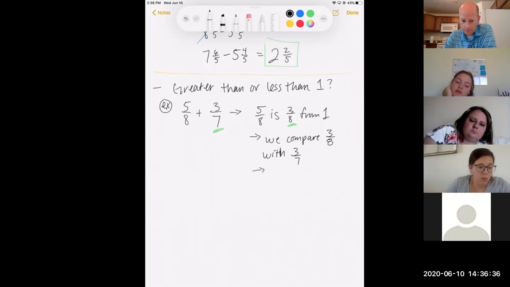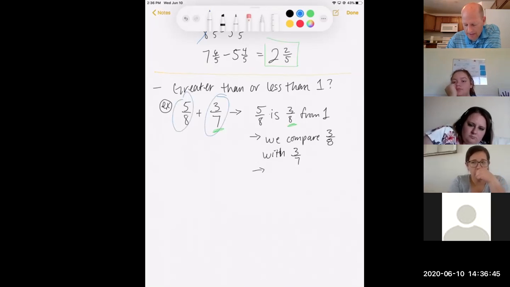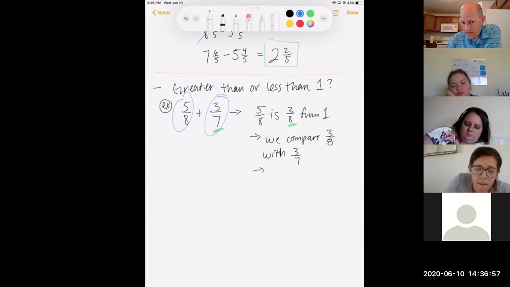Will you ask that again? So I'm adding 5/8 and 3/7 together, right? 5/8, 3/7. I need to see if that sum will be greater than 1. Yes. Okay. So what I need is to know how 3/7 and 3/8 compare, because if I add 3/8 to 5/8, I get exactly 1.